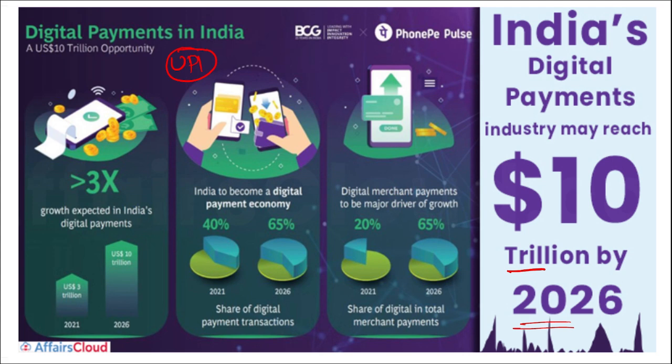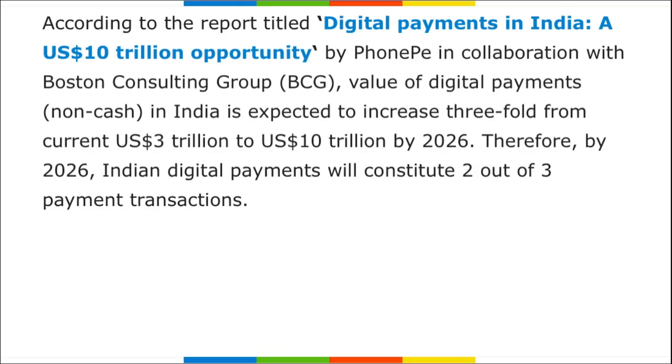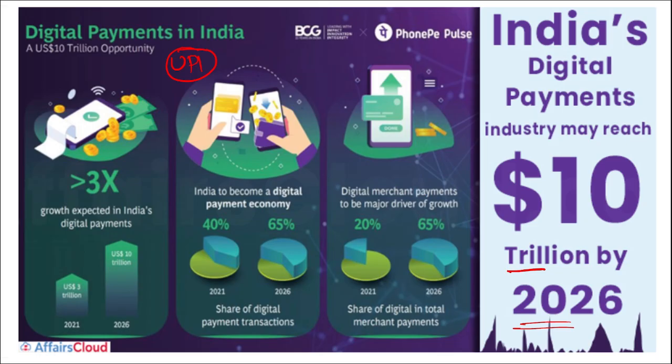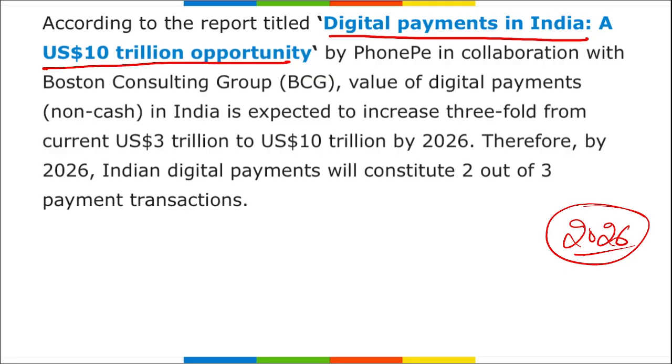You can find all these barcodes and QR codes on the shopkeepers' counters, where you can easily transfer money from your bank account to the seller's bank account or to the owner's bank account when you are purchasing something. So it has made the transaction between two people a very easy process. All right, so in this particular report of digital payments in India, a US $10 trillion opportunity, by 2026, it is stated that India's digital payment industry may reach $10 trillion by 2026.